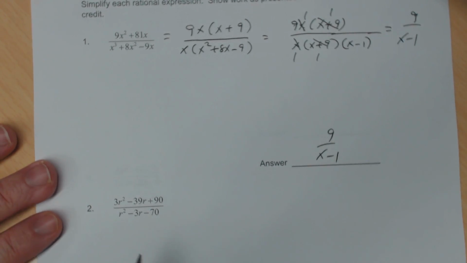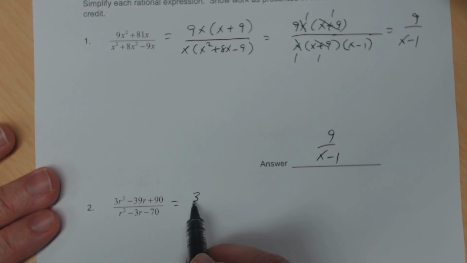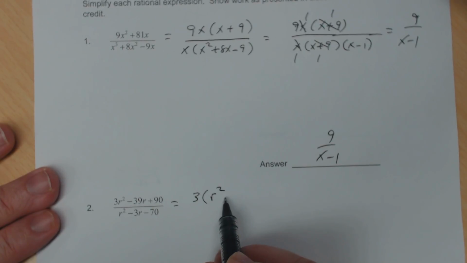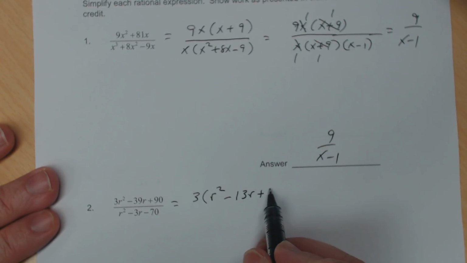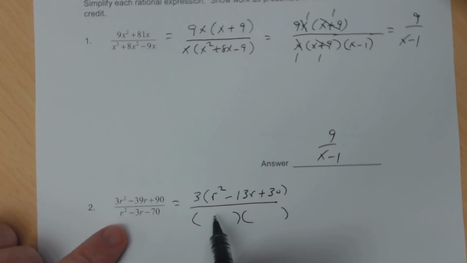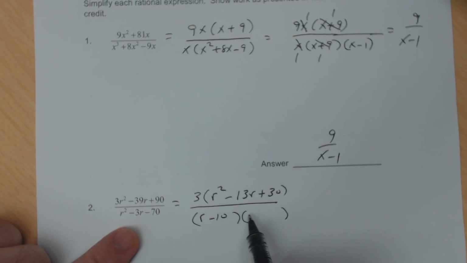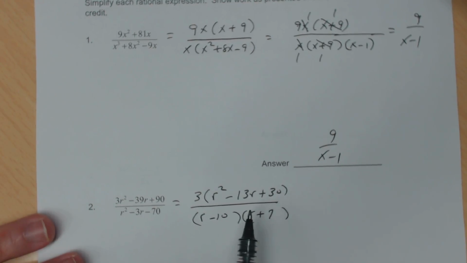All right, the next one. Okay, so here, it looks like I can factor out a 3. So I get 3 times r squared minus 13r plus 30, divided by, and I'm going to go ahead and factor this right now. So what's going to work is r minus 10, r plus 7. r minus 10, r plus 7 works. Again, you can always check yourself, multiply this out.